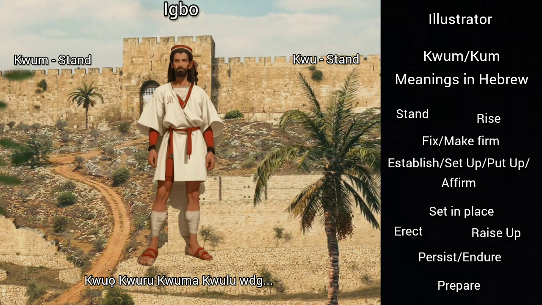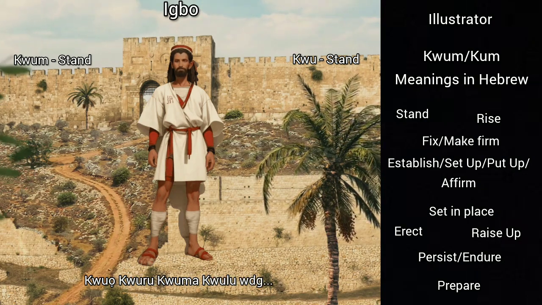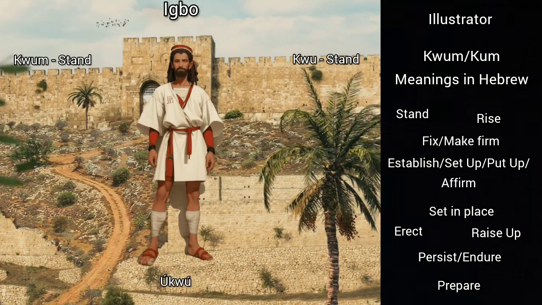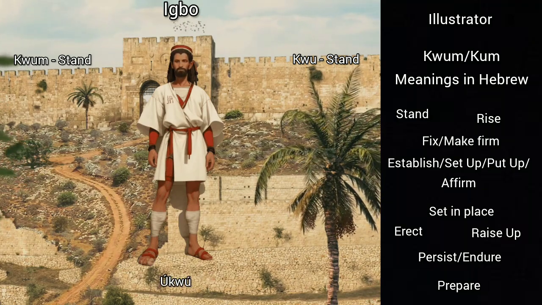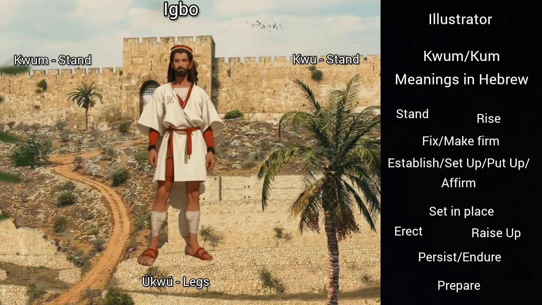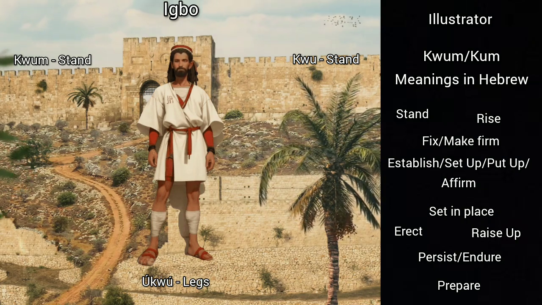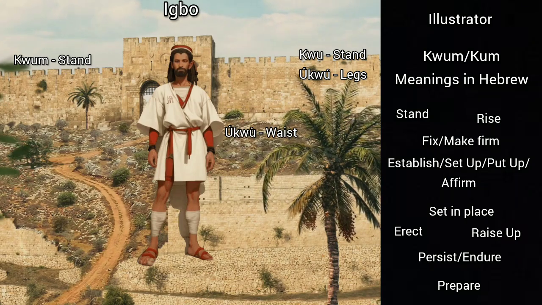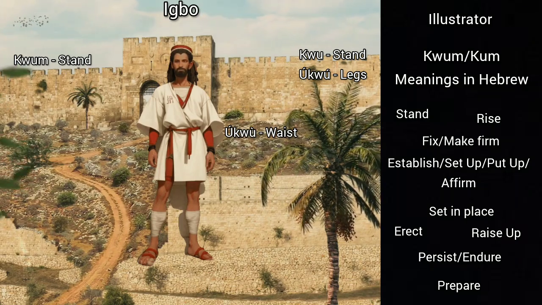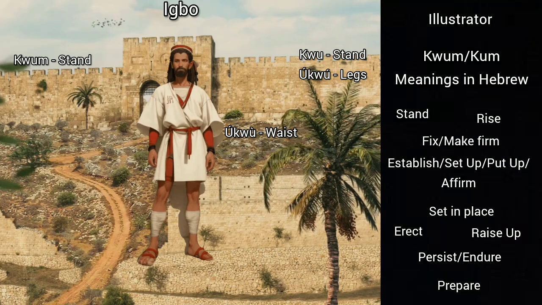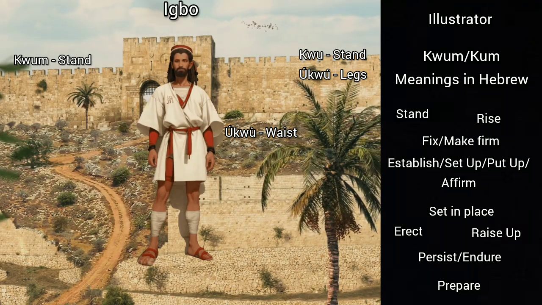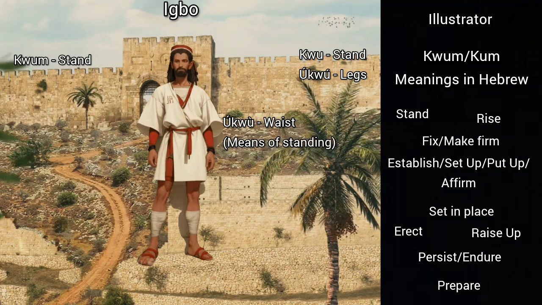Now, there are several nouns that the Igbos have actually brought out from this verb. The first noun we'll be looking at is okwo. Okwo in the Igbo language means your legs, or your tools for standing. Now, the next word we'll be looking at is uku. The word for waist in the Igbo language is uku. So, looking at this word to mean stand in the Hebrew language, you can then understand why the earlier Igbo people called the waist uku, because it is your means of standing.